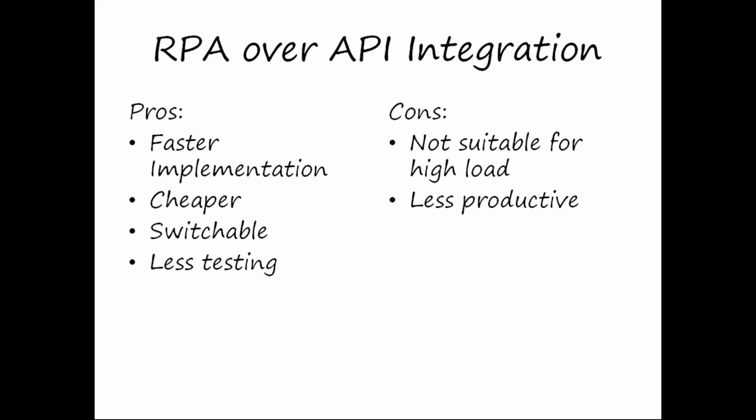So shall I replace RPA for everything? Not exactly. Whenever the load is high, like when I have 10 million records to process every day or every hour, I can't go with RPA. I must go with API integration. RPA is for low load and it takes time, so it's suitable but less productive.